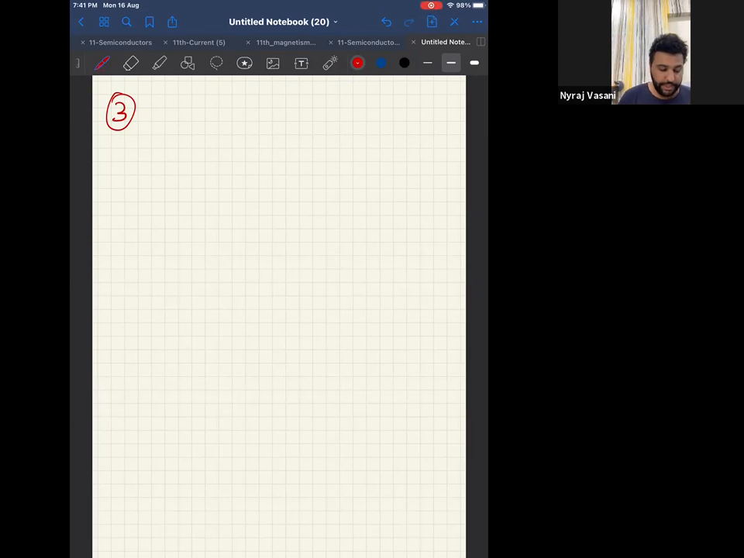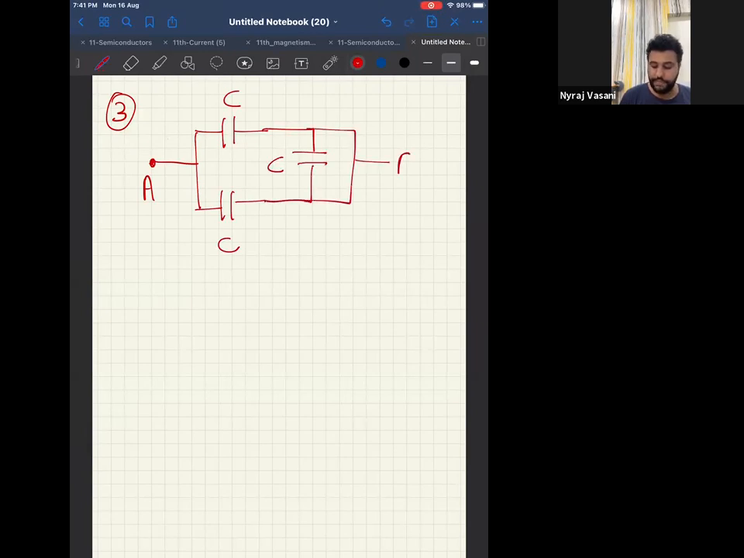Okay, now look at question number 3. The equivalent capacity for the arrangement of capacitors as shown in the figure is, so this is A. Now I have a capacitor over here and a capacitor over here and I also have a capacitor over here and I have B. Now if you notice, this point and this point will be at the same potential, because same capacitance, same amount of flow. Therefore, there is no potential difference between this point and this point.